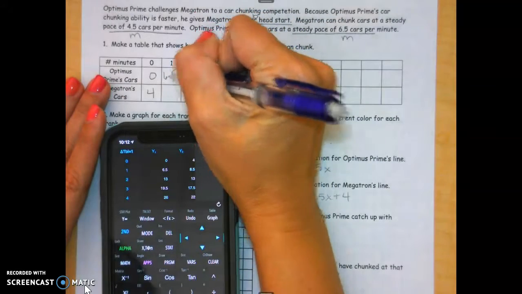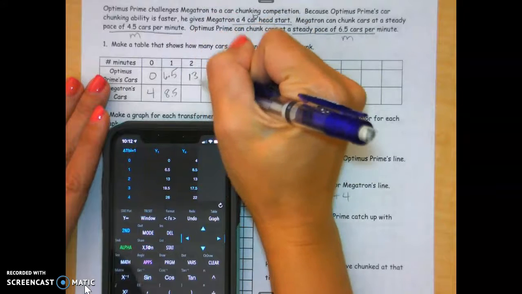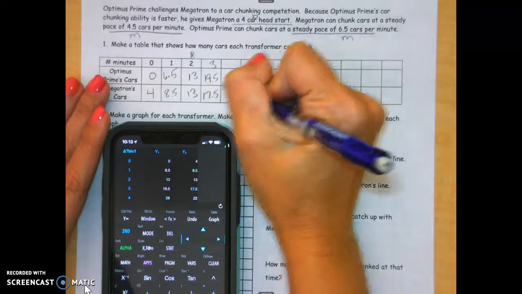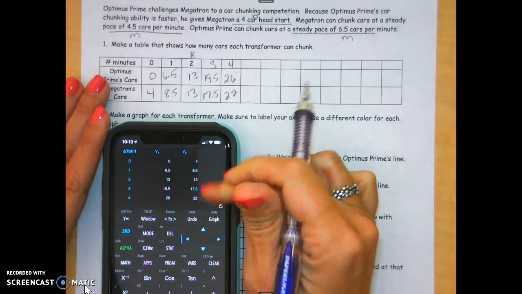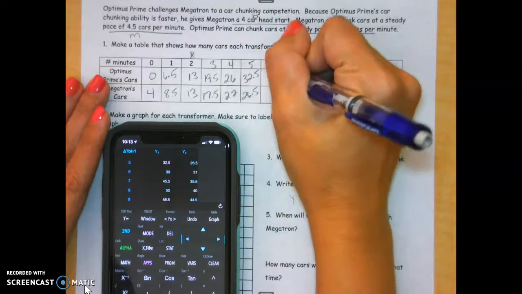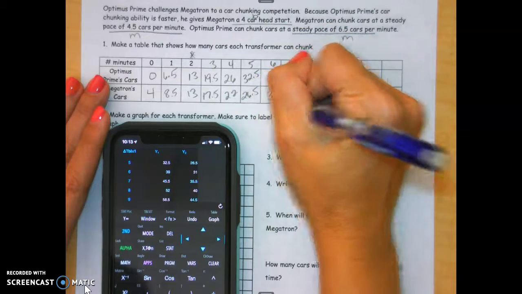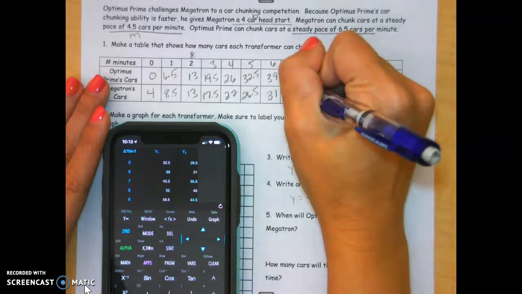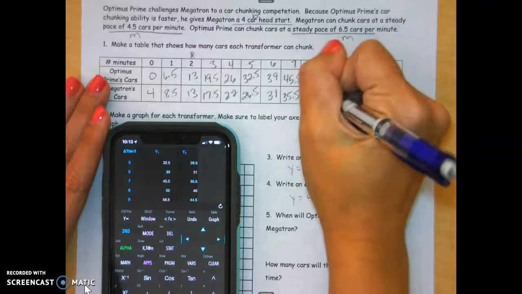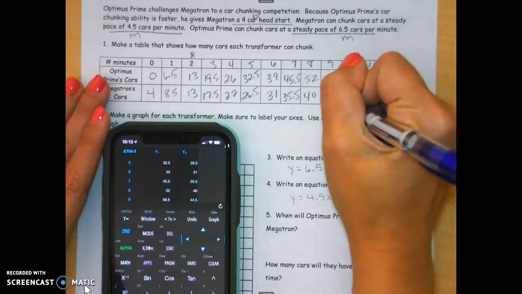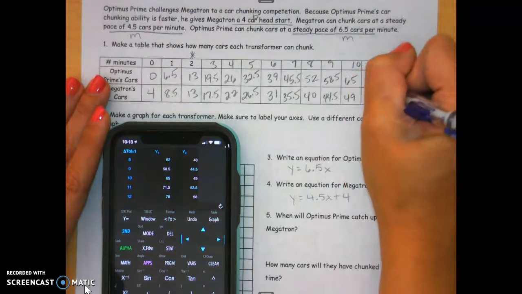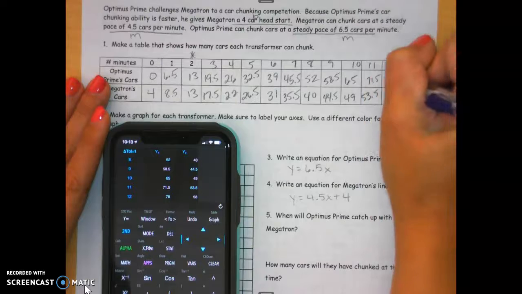We got 6.5, 8.5, 13, and 13. Put a little star there, that's important. 19.5, 17.5, 26 and 22, 32.5 and 26.5, 39 and 31, 45.5, 35.5, 52 and 40, 58.5, 44.5, 65 and 49, 71.5, 53.5, 78 and 58.